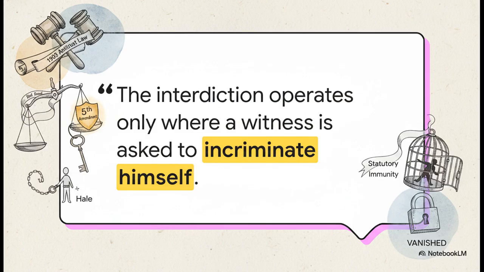You see, the Fifth Amendment only protects you if you are in actual danger of being prosecuted for your testimony. In this specific case, the government had already granted Hale statutory immunity under a 1903 provision related to the antitrust law. Because the actual threat of prosecution was removed, the protection of the Fifth Amendment vanished.